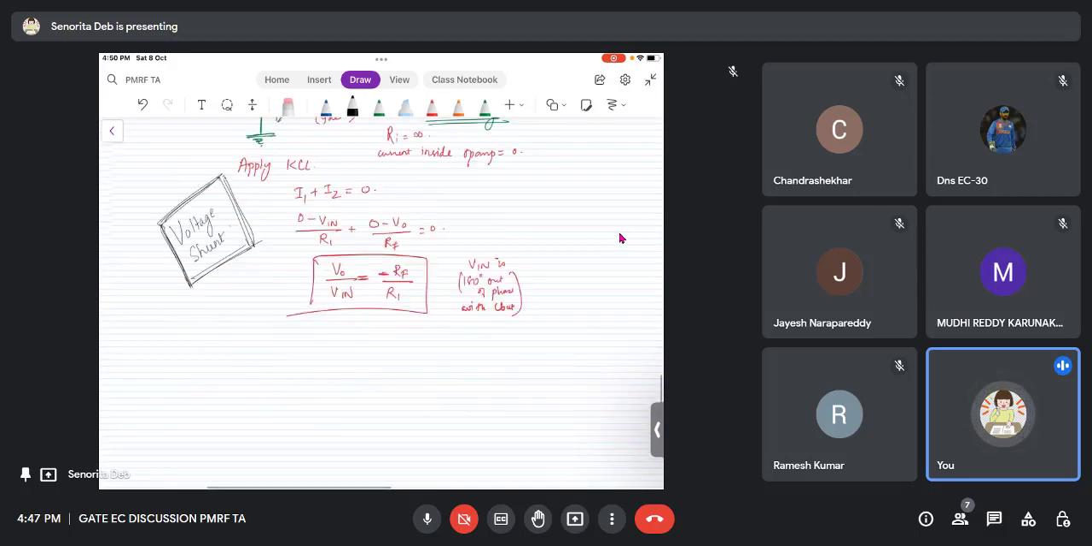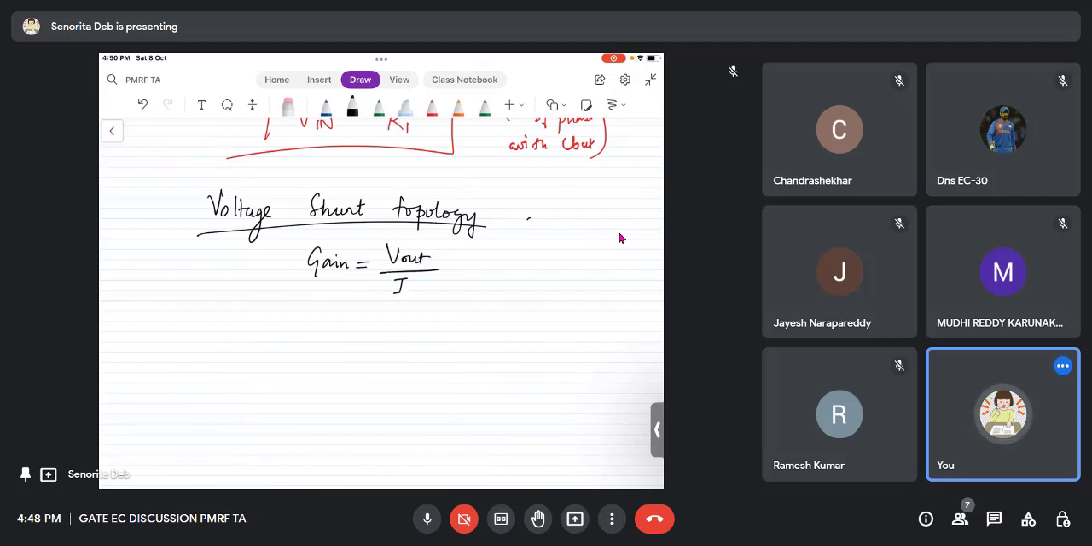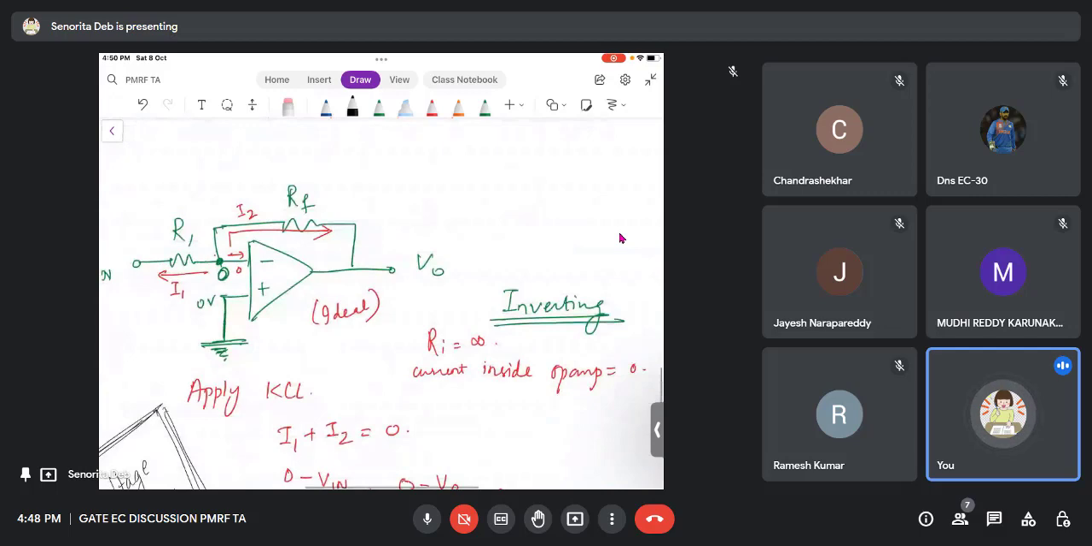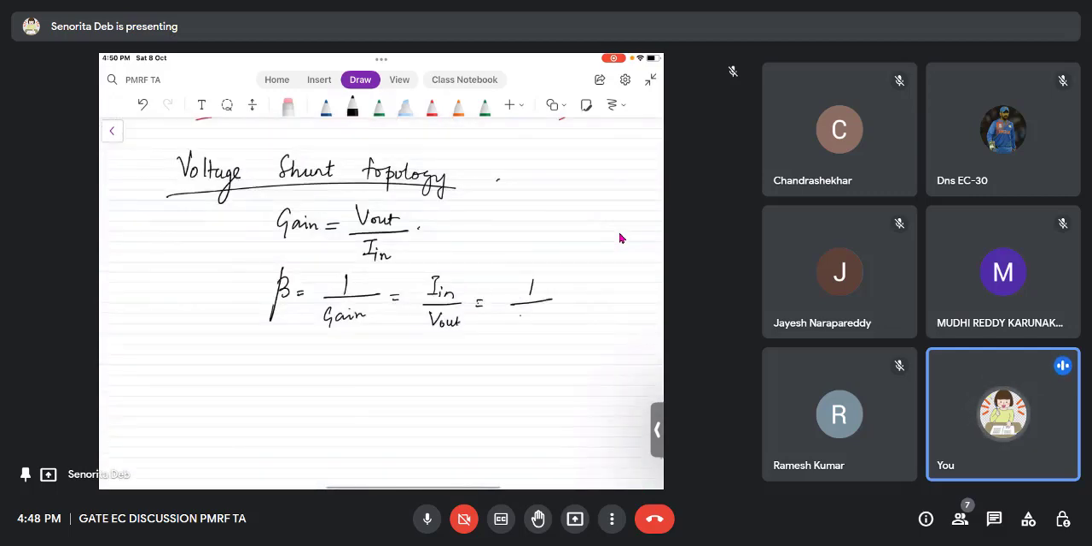And from here you can also solve it in a second way. When I said that this is a voltage shunt topology, then the gain is V out by I in. That is your gain. And the feedback factor beta is 1 upon gain, and therefore it is I in by V out. In this case the shunt resistance is Rf, and if you solve, it comes out to be 1 by Rf.